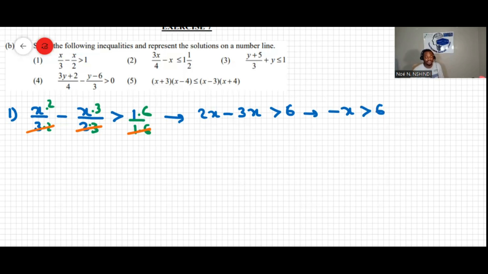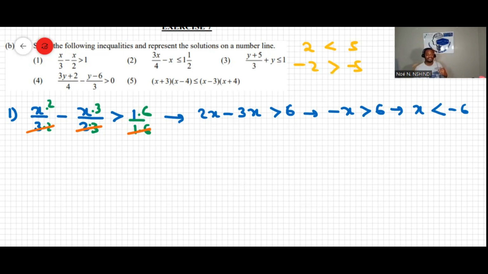Now we need to be careful here. What if negative x is equal to 6? What about x then? x will be greater than negative 6, right? No, not exactly. It's going to be lesser than negative 6. I can prove to you why. Imagine that you have 2 is lesser than 5. So what about negative 2 to negative 5? Negative 2 is more than negative 5.